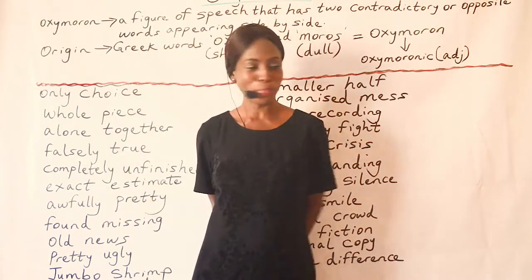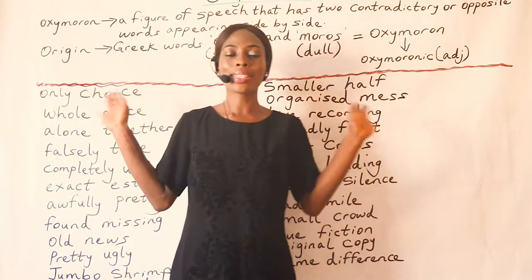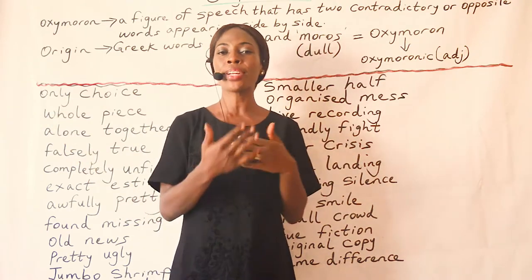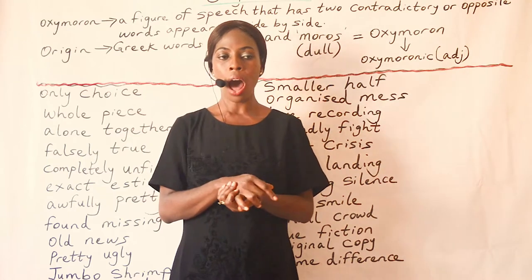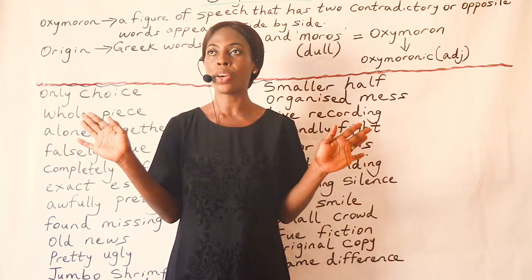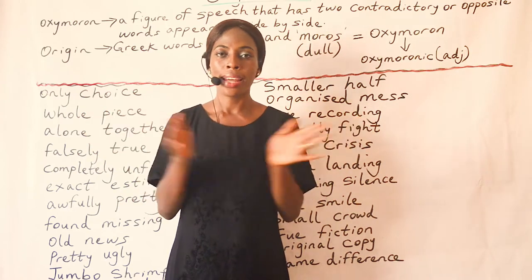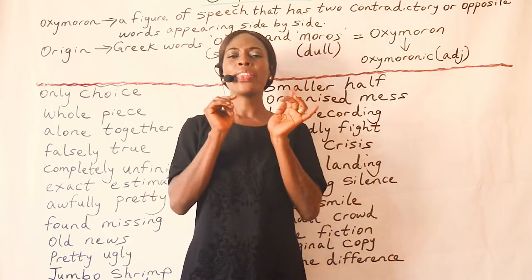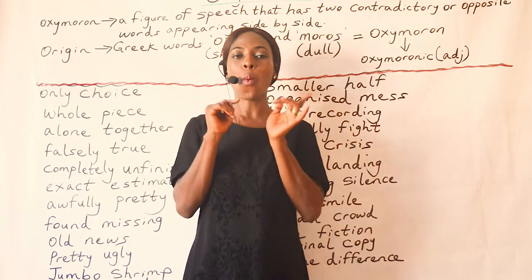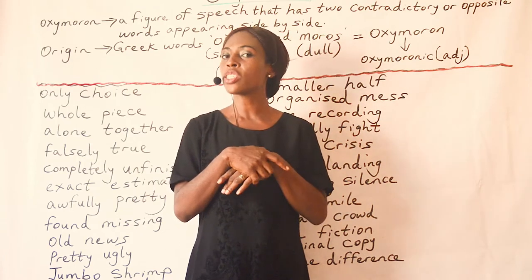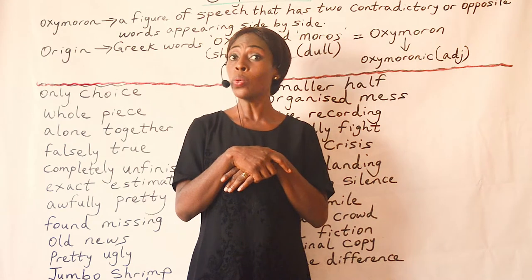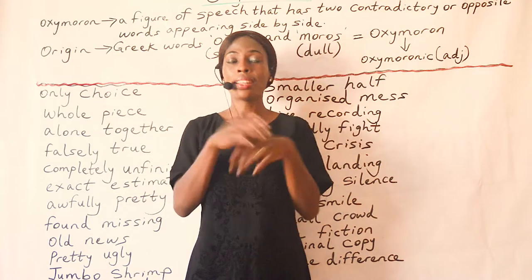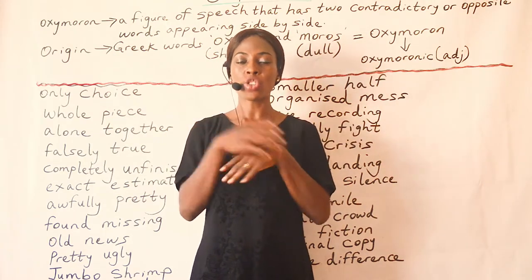Okay, we've gone through these 24 oxymoronic phrases. Now let's look at how we can use them in everyday writing or conversation. I'll give you 10 sentences of how they are being used in conversation, and we'll see it. The first sentence is, the only choice was to visit the lady. Only choice. That's oxymoronic.